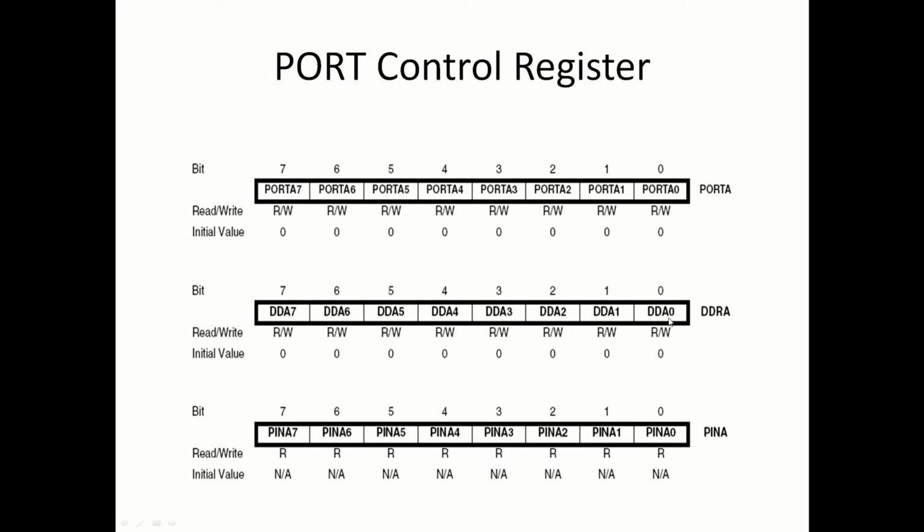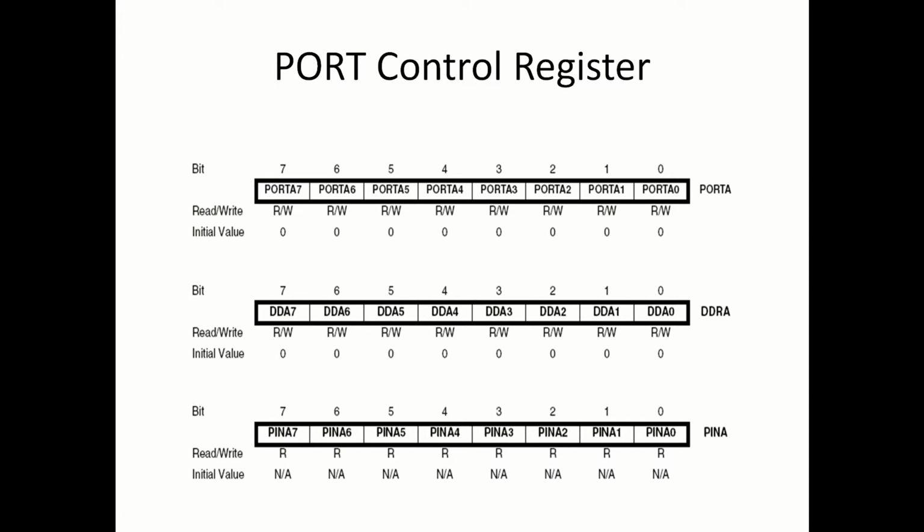If you write 1 here, then port A.0 will become output. If all the bits are 0, then the entire port A will be input. If all the bits are 1, then the entire port A will become output. So if the upper nibble is output and the lower nibble is input, then write F0. The other way, write 0F. If alternate bits are inputs, then you can write 0, 1, 0, 1. That means it is AA.